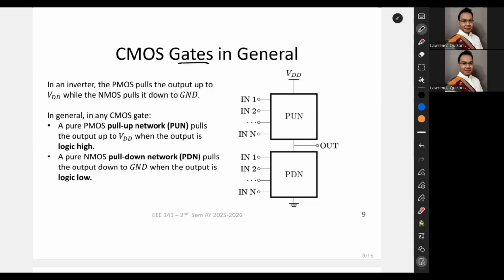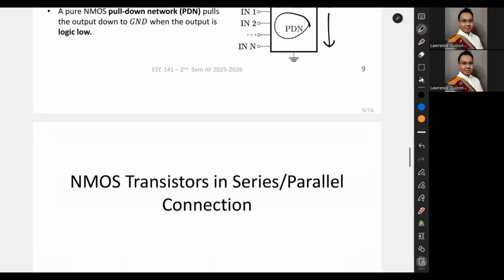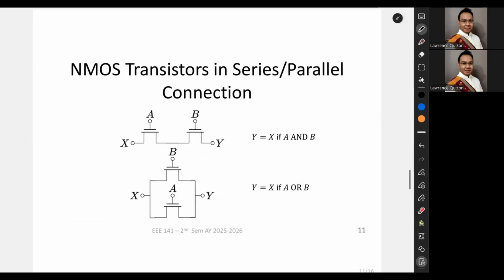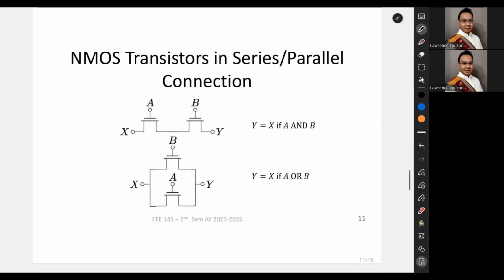In an inverter. Now, in any CMOS gate, a purely PMOS network pulls the output up, and a purely NMOS network pulls the output down to ground. And that's how we design these. So what is an example of that? For example, we have this. If we have NMOS transistors in series or parallel connection, we can do this.